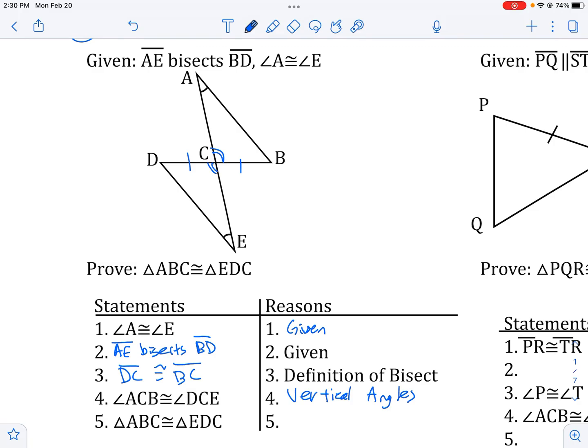And so I got angle, angle, side, angle, angle, side. And so these two triangles are congruent by angle, angle, side. So there you go. So that's kind of a step up in the difficulty of what kind of proofs you can have.